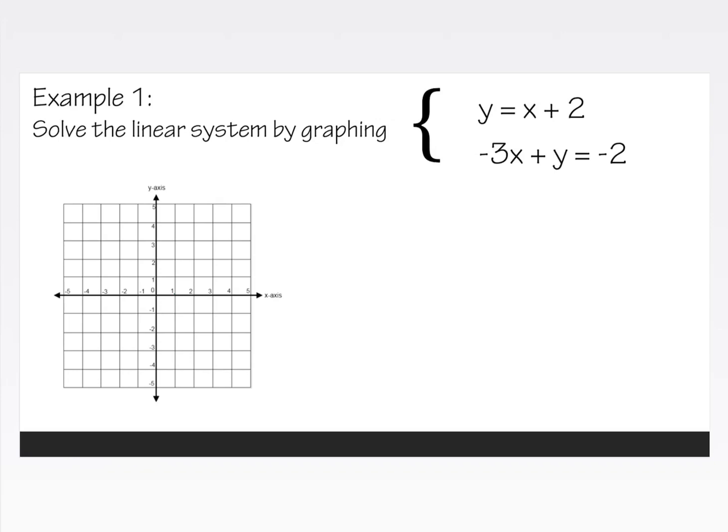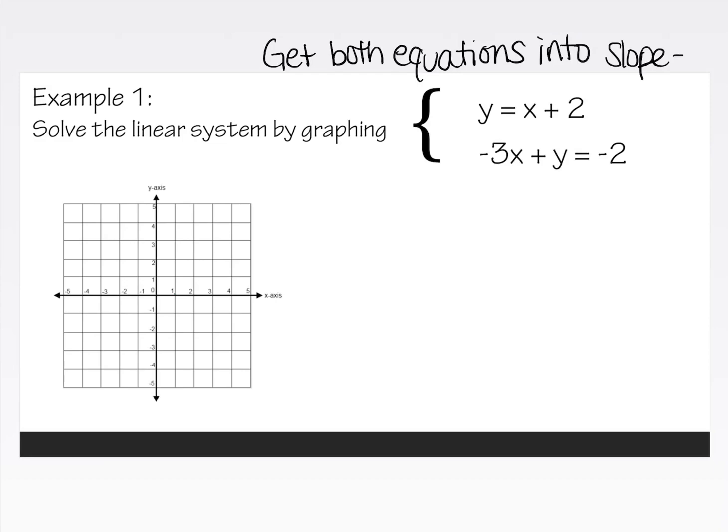Here we're asked to solve the linear system by graphing. Our two equations are y equals x plus 2 and negative 3x plus y equals negative 2. Now the first thing that we really want to do is get both equations into slope-intercept form. This just makes it easier to graph on a coordinate grid.